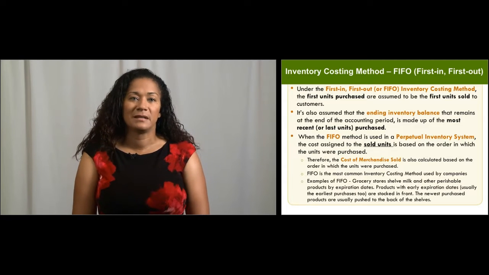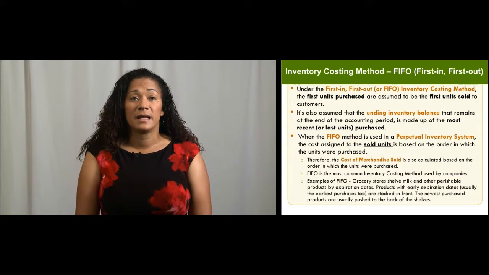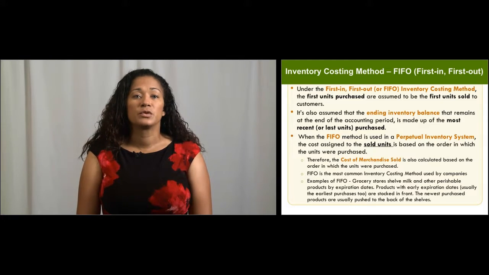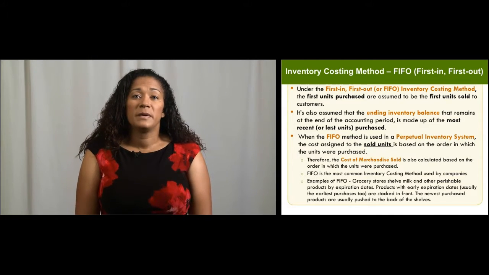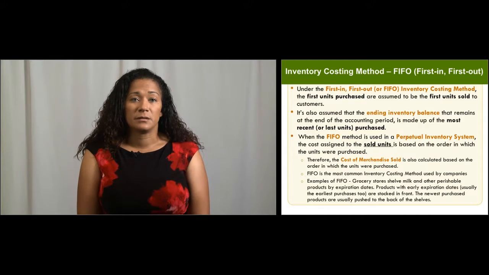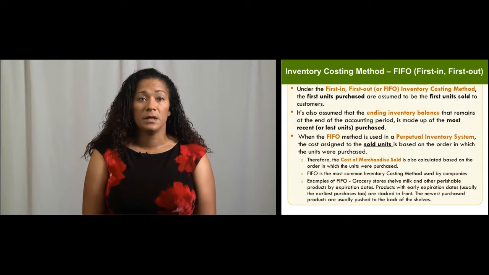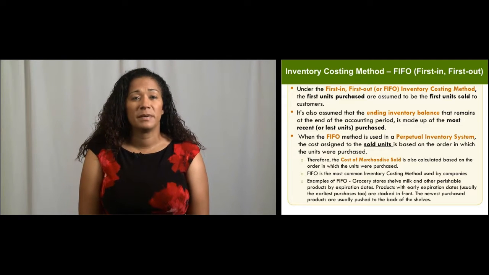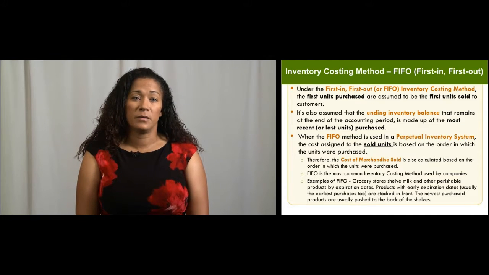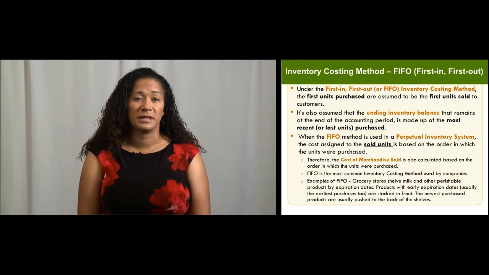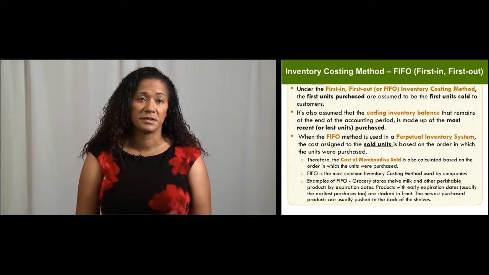It's also assumed that the ending inventory balance that has not been sold and remains in inventory at the end of the period is made up of the most recent or last items purchased. This is a logical assumption considering that the first items purchased are the first items sold. When the FIFO method is used in a perpetual inventory system or a continuous inventory system, the cost assigned to the sold units is based on the order in which the units were purchased. Therefore, the cost of merchandise sold is also calculated based on the order in which the units were purchased.